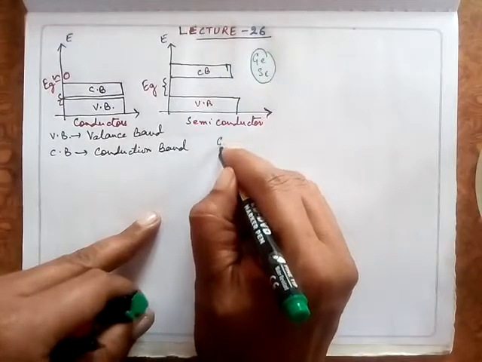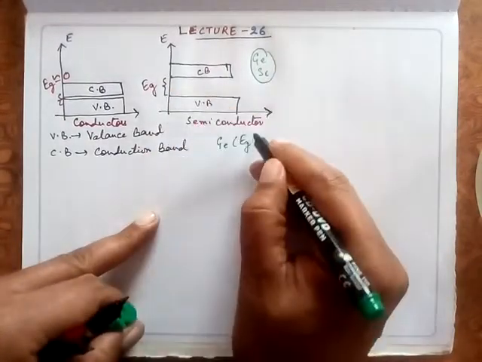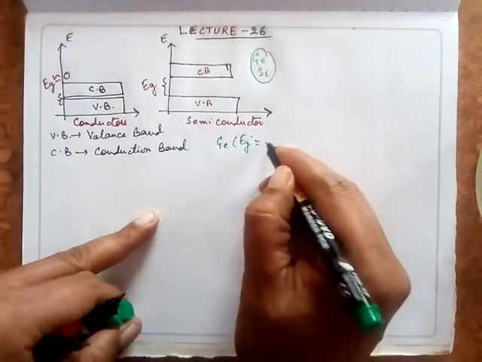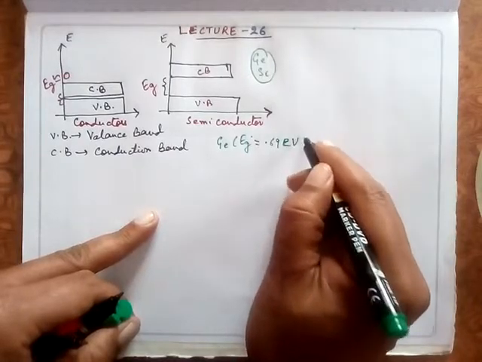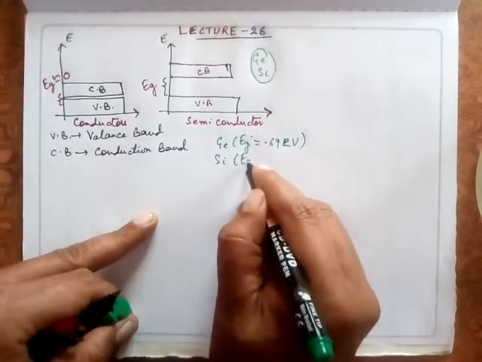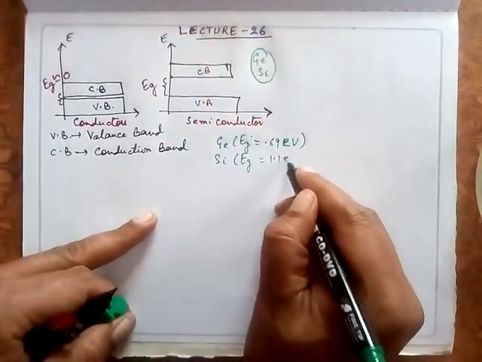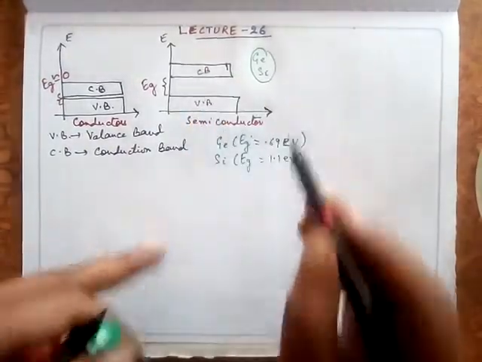For germanium, this energy gap Eg is approximately 0.69 or 0.7 electron volt. And for silicon, this Eg, or energy band gap, or forbidden band, is equal to 1.1 electron volt approximately. So these come under the category of semiconductor.